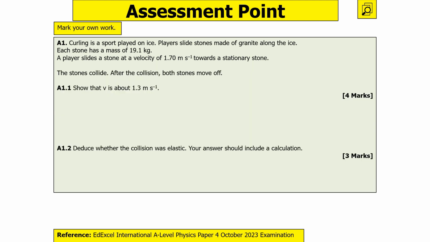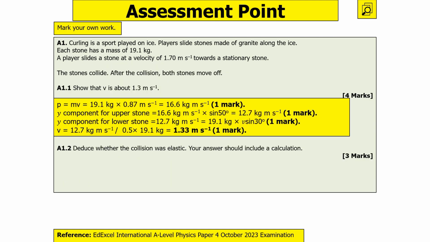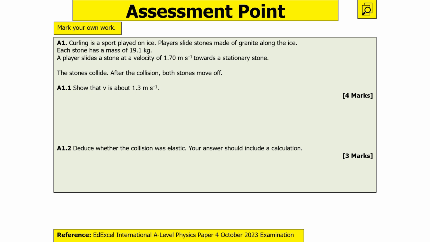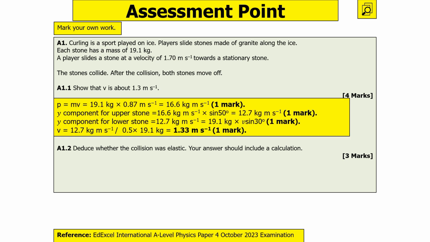So in this first one, we know that momentum beforehand, when it's moving horizontally, is equal to mv, which is 19.1 times 0.87. So it's 16.6 kilogram meters per second. Now we know that the total vertical momentum beforehand was 0 because there was no vertical motion. So the vertical momentum for the upper stone and the lower stone must equal each other out. We can work out the momentum vertically for the upper stone by doing 16.6 times sine 50, because we know it's moving off at that angle. So we get it to be 12.7 kilogram meters per second.